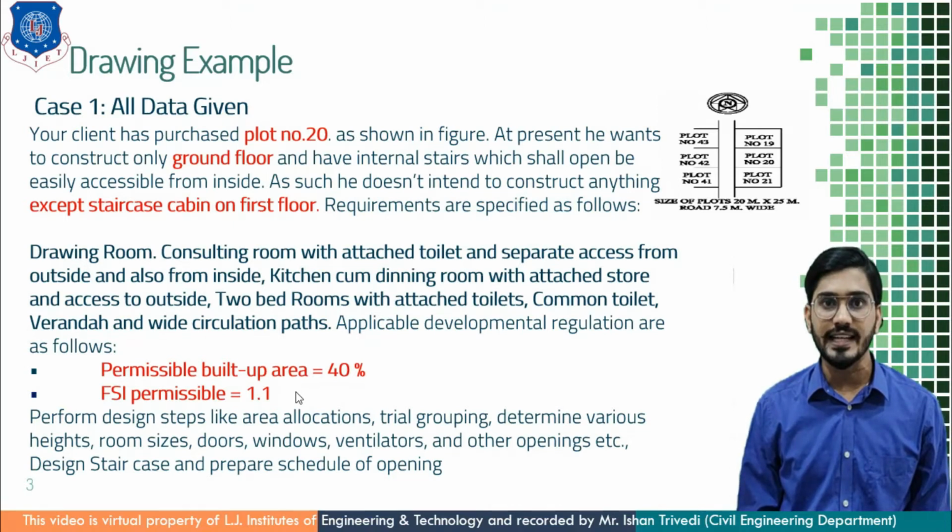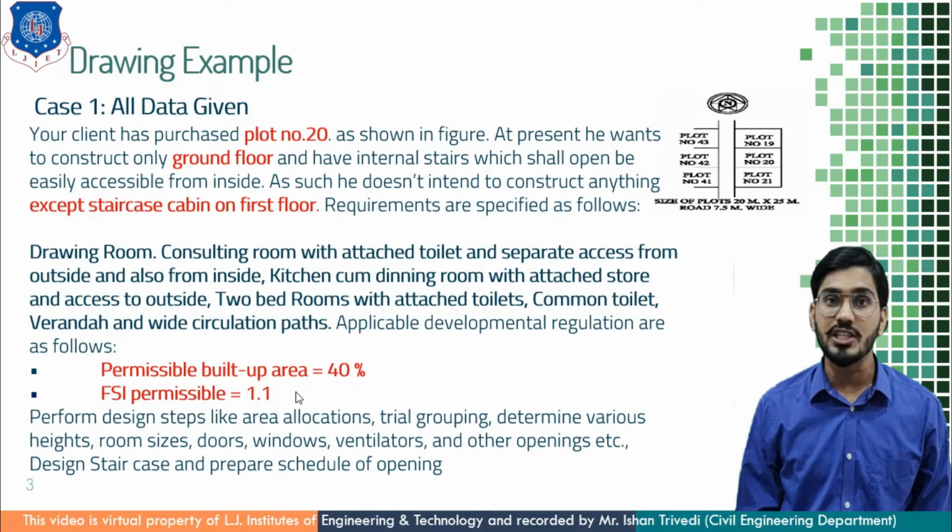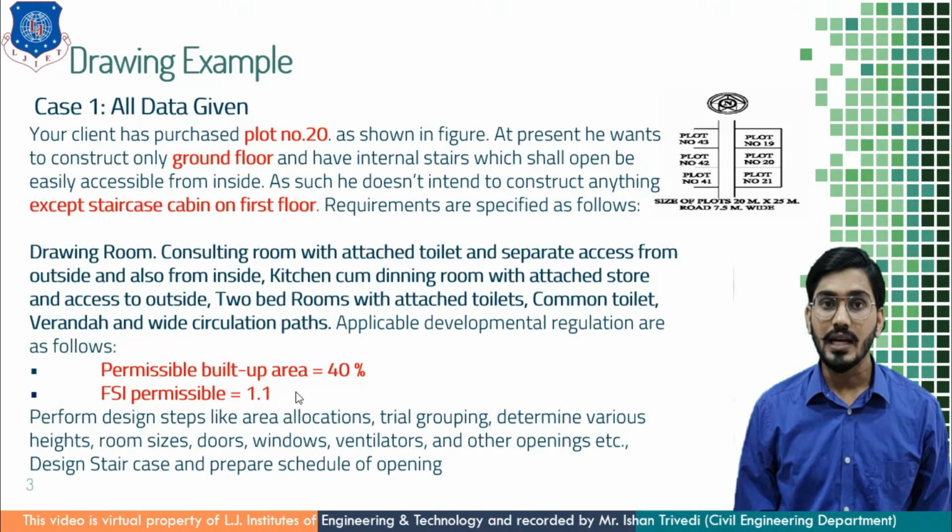So what are these design steps that you have to understand? Here the design means the calculation of plot, area allocation, and trial grouping of each and every component, where you are going to put the elements in association with another room or another building unit, and thus ultimately you have to make a layout plan, and from that you have to make the plan, elevation and sectional elevation.